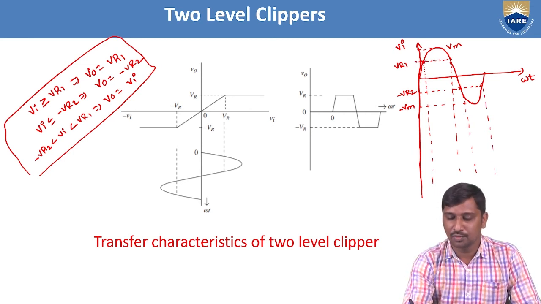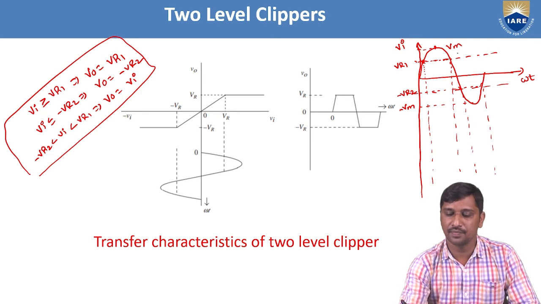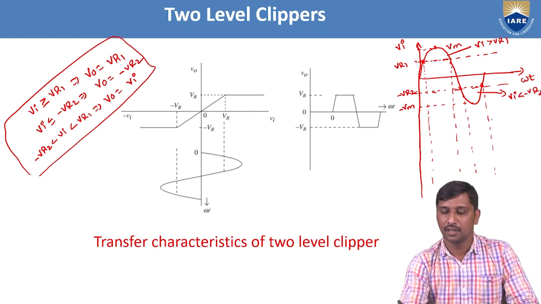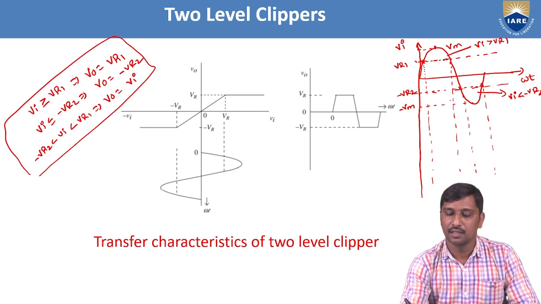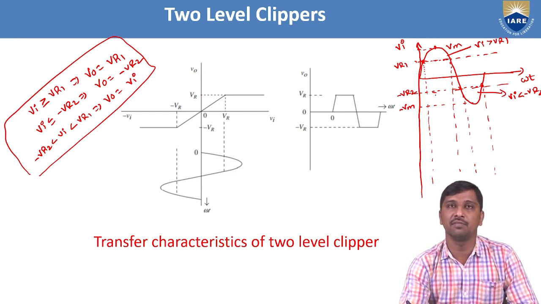So from this point of view, and from this node to this node, what happens here? This node acts as the region where Vi is greater than VR1. From this point, this voltage acts as where Vi is less than VR2. And in between, the input voltage lies between VR2 and VR1.